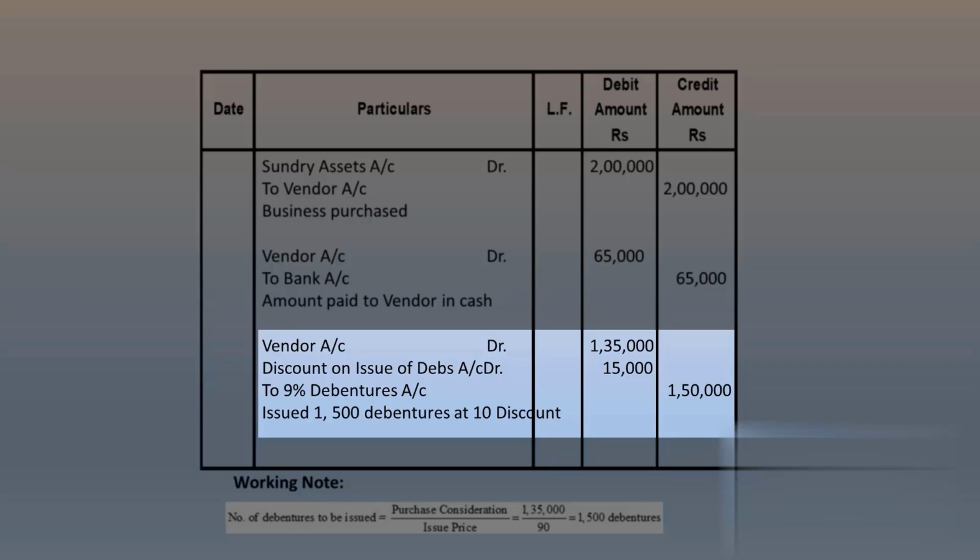This then is the whole entry to record the discharge of liability by the issue of debentures at a discount. Vendor account debit, discount on issue of debentures account debit to debenture account.